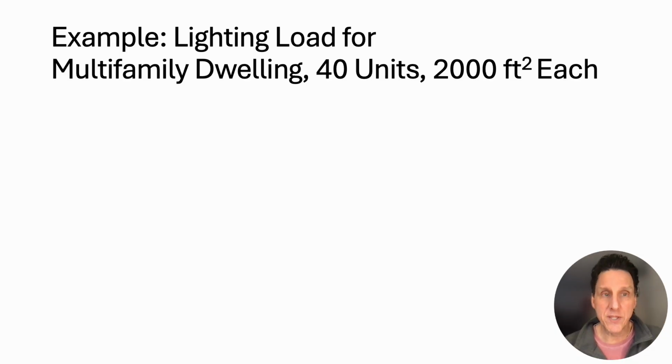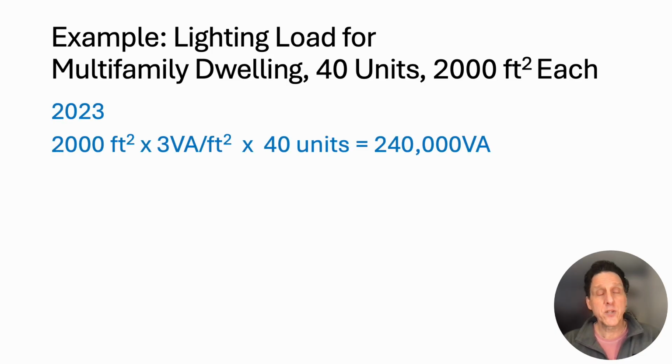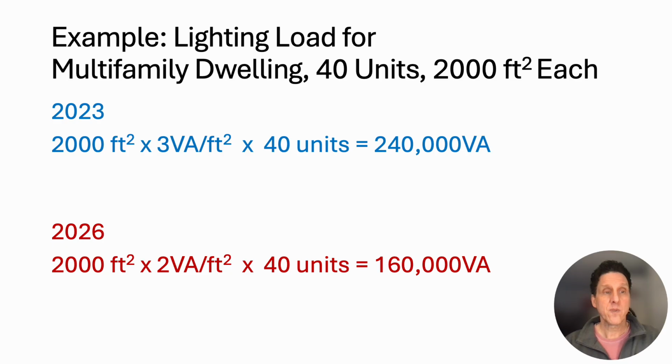So now we're going to look at a multifamily dwelling. It's going to be 40 units, 2,000 square foot each. Watch what happens now. So in 2023, the math would look like this. 2,000 square feet times 3 volt amps per square foot times 40 units, 240,000 volt amps. Now, let's compare that to 2026. And now, because we're using 2 volt amps per square foot instead of 3, we're only at 160,000 volt amps. That's a huge change right there.